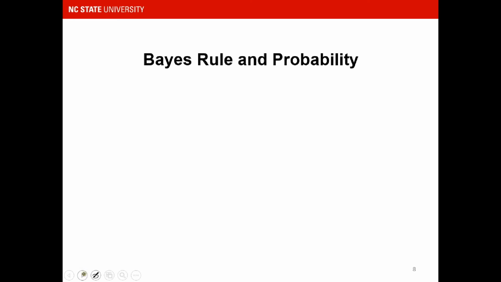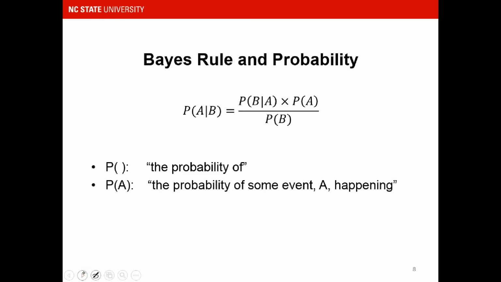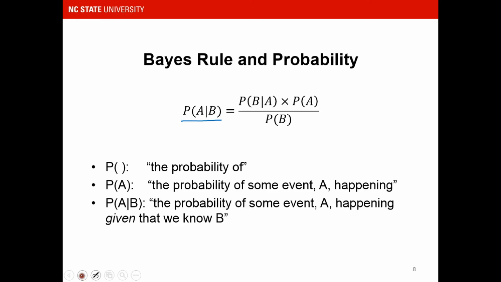Bayesian analysis employs Bayes' theorem, or Bayes' rule, to find the most plausible alphas. Let's break down each component of the formula. P is a function that denotes the probability of. P of A is the probability of some event A happening. Bayes' rule solves for the probability of A given B. That is, the probability of some event A happening, given that we know B. So Bayes' rule says the probability of A given B is equal to the probability of B given A times the probability of A, divided by the probability of B.